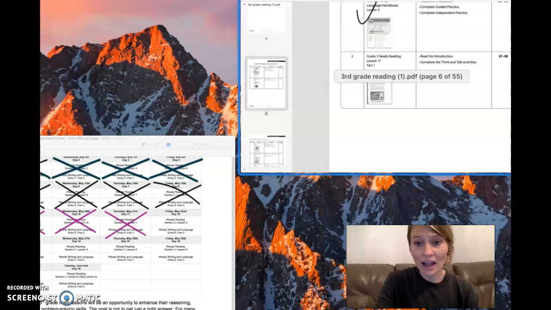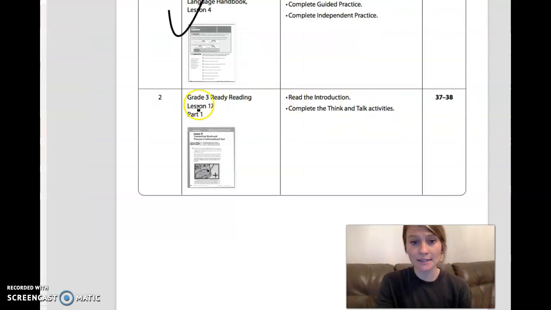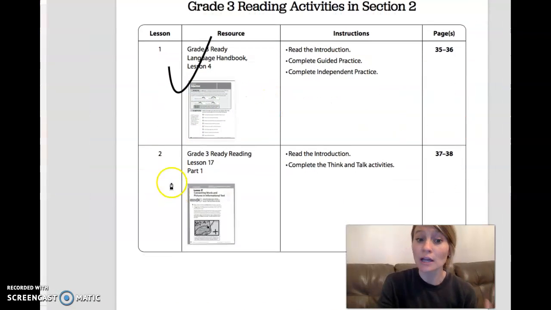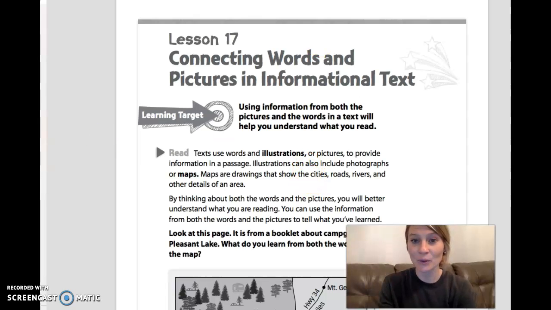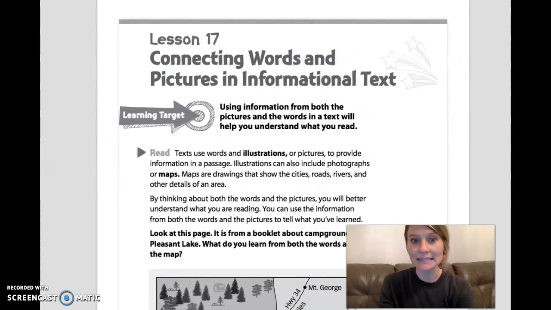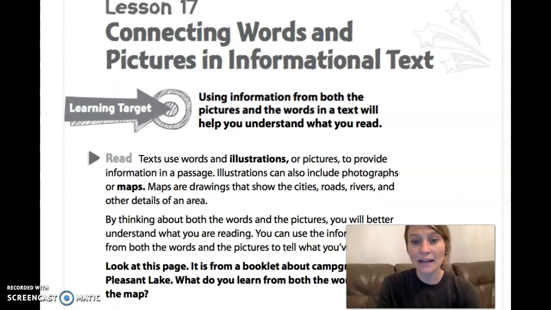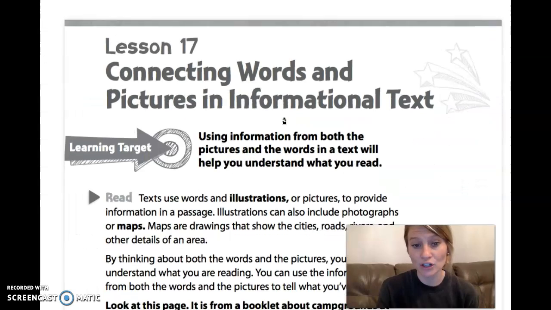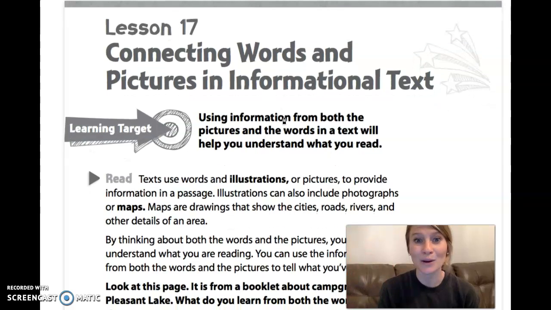Now, I wanted you to look at the table of contents because remember we're on section 2, lesson 2, so we're on pages 37 through 38. So flip through that in your book. I just want to make sure that if you're feeling a little confused or not sure where to go, this way you know exactly where we're at. So I know it says lesson 17. That's why it's really important that you follow the table of contents and look at the page numbers so you can see right where we're at.